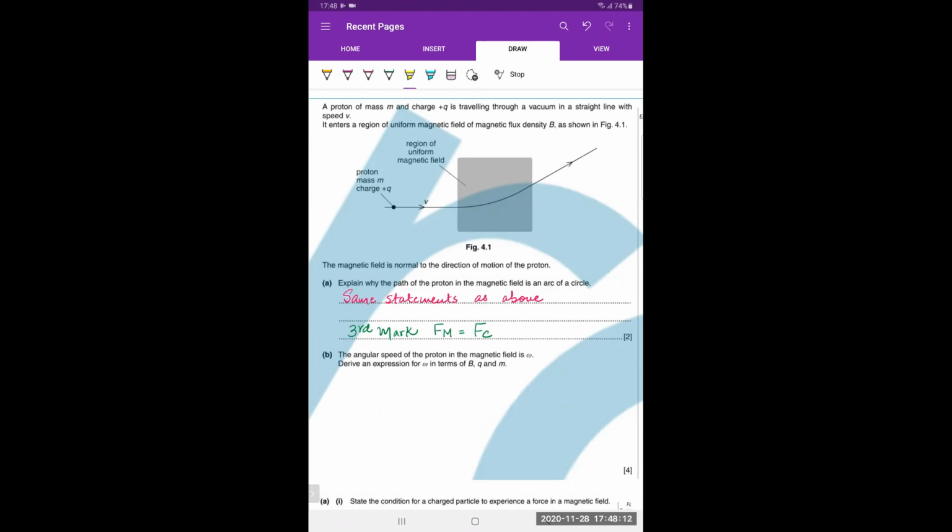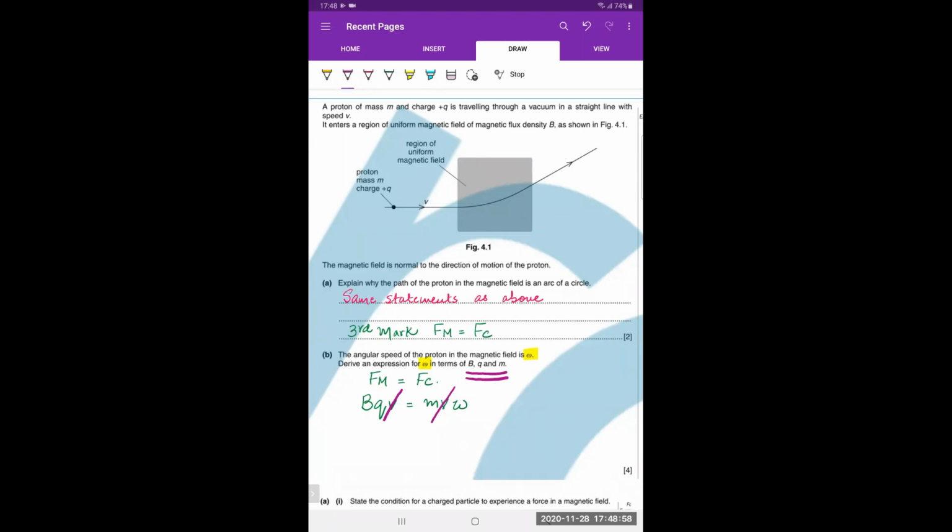The angular speed is omega. Derive an expression for omega in terms of so and so. So magnetic force equals centripetal force. Magnetic force will be BQV. Centripetal force will be MV omega. I'm purposely going with this statement because this will allow me to cancel the term velocity from both the sides. I know I have to cancel out the velocity term because the question only wants me to give the answer in terms of these 3 quantities.